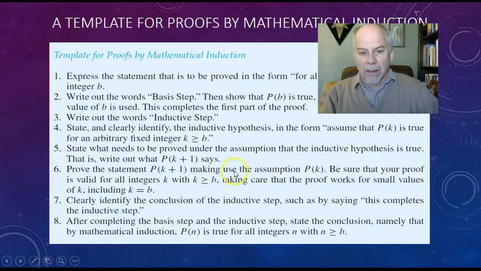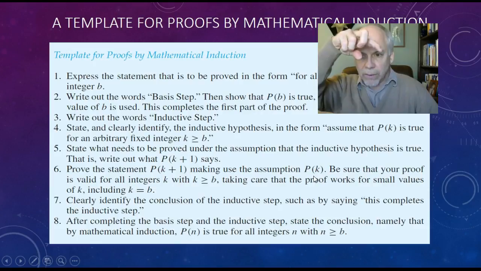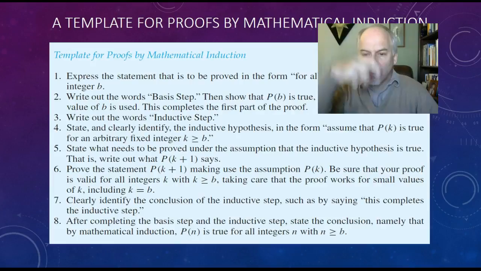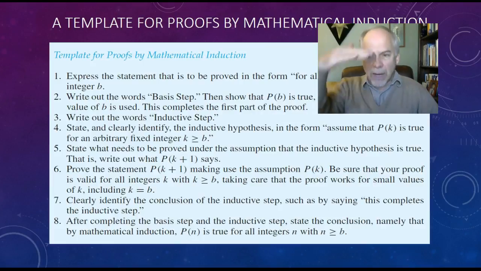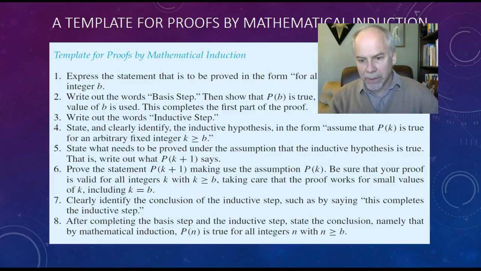Okay? Then, step 6, prove the statement P of k plus 1 making use of the assumption P of k. So using the assumption with the k in it in place of n, try to get from there using algebra to a step with k plus 1 inserted instead of n. Now you can't just insert it and say that's it. You have to arrive from the assumption with k to get to the step with k plus 1 by proper algebra.